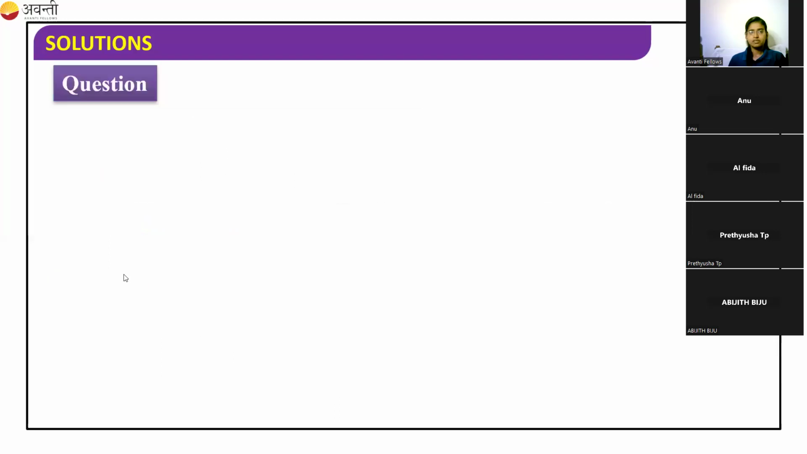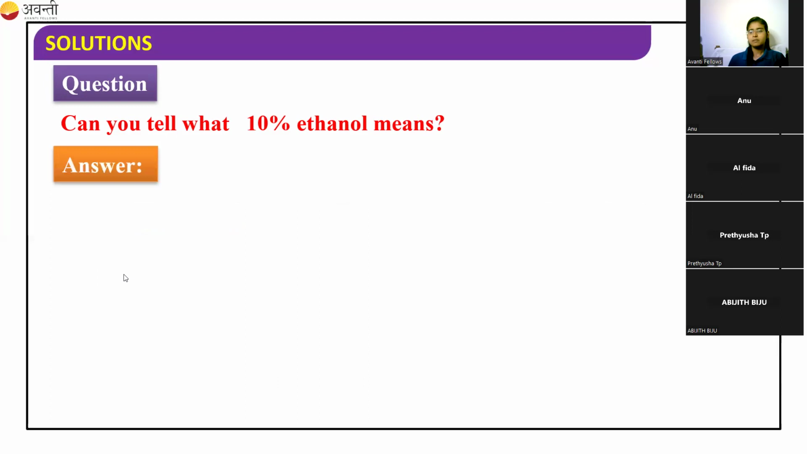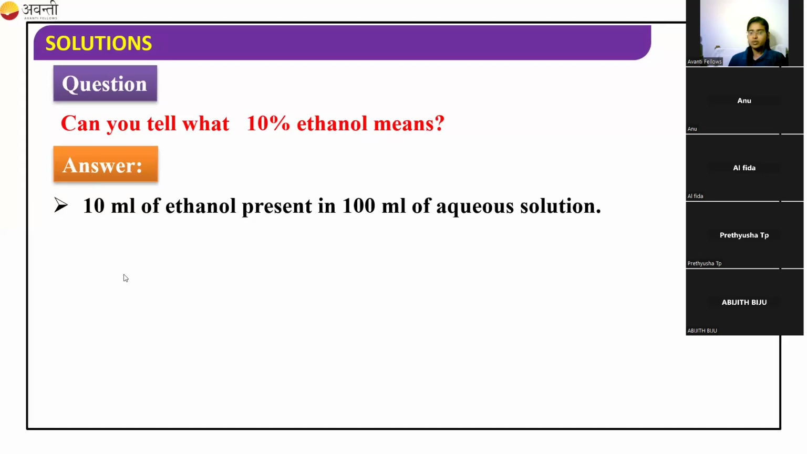Okay, I'll move on. Question. Can you tell what is meant by 10% ethanol? What is your answer? Present in how many milliliters of solution? 10 ml of ethanol. Very good. So 10 ml of ethanol present in 100 ml of aqueous solution is the meaning. Very good, students. Very good, Anu.